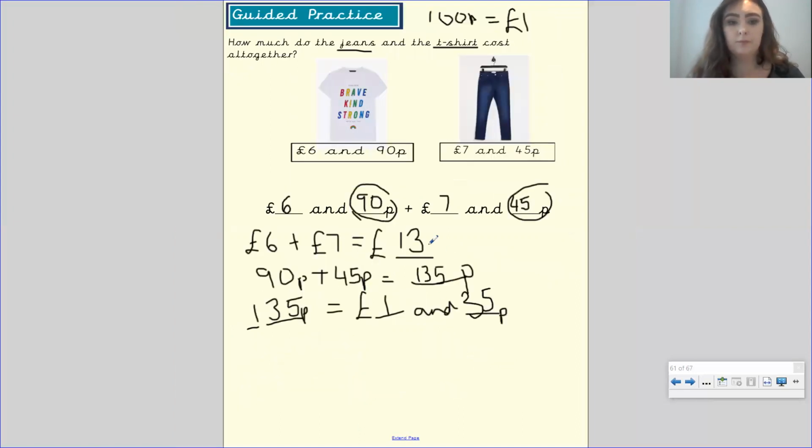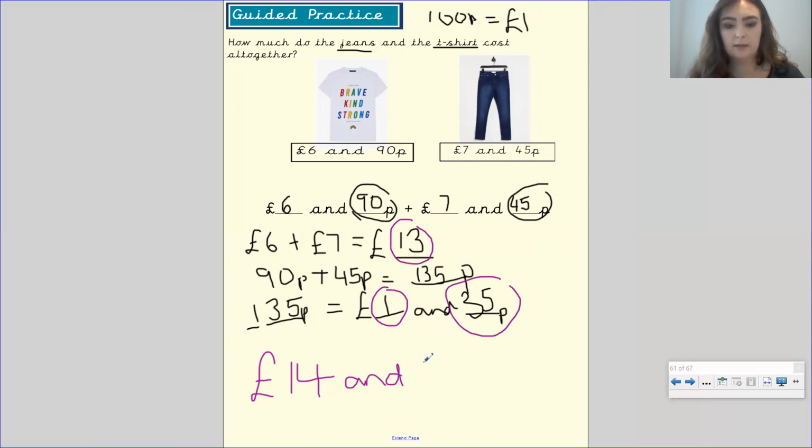Now what we need to do is add together the amounts. So we need to add together the £13 from here and the £1 from here, which gives us £14. And then the 35 pence, which gives us 35 pence here. So the jeans and the t-shirt altogether cost £14 and 35 pence.